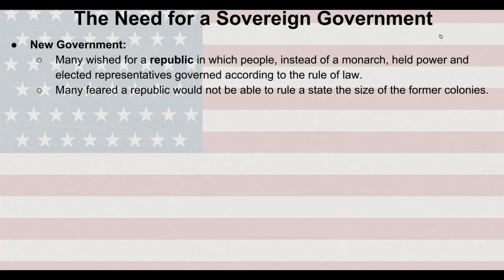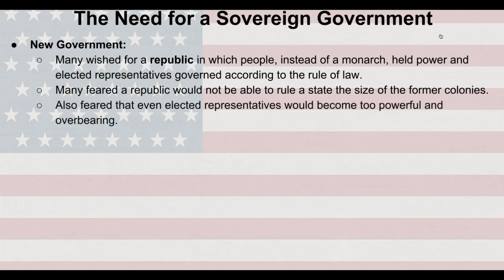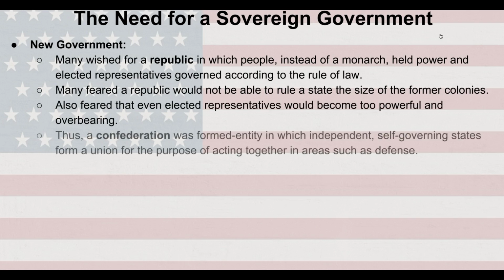And so they feared that because of the sheer size of the colonies, a republic wouldn't be able to necessarily successfully represent this region. They also feared that even elected representatives would become too powerful and overbearing. And so instead of a republic being created under these Articles of Confederation, we have a confederation. And a confederation is an entity in which independent, self-governing states form a union for the purpose of acting together in areas such as defense.